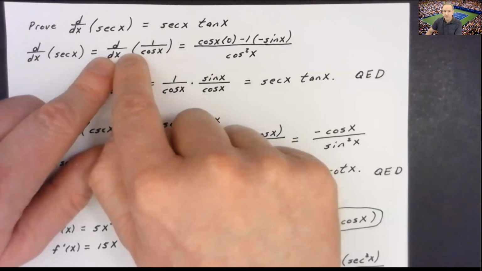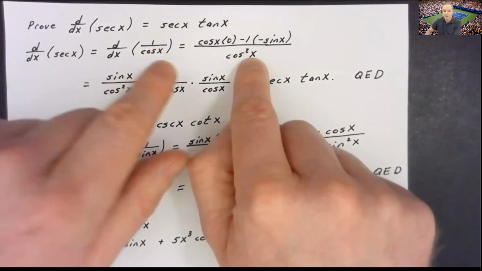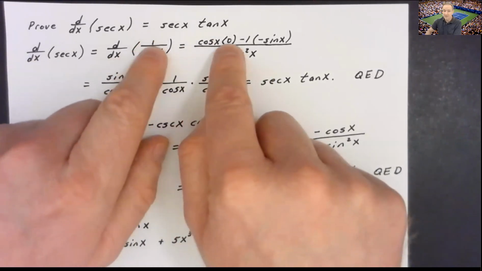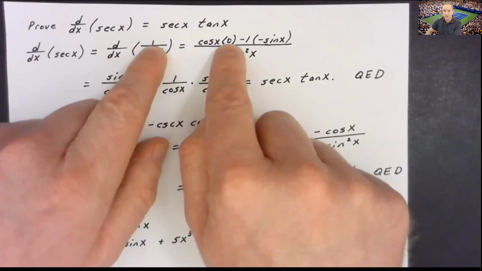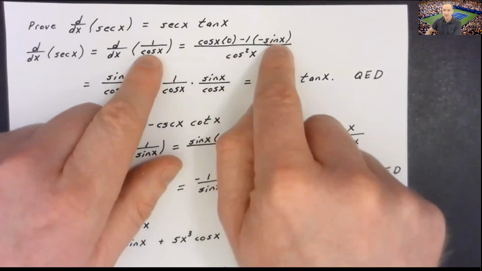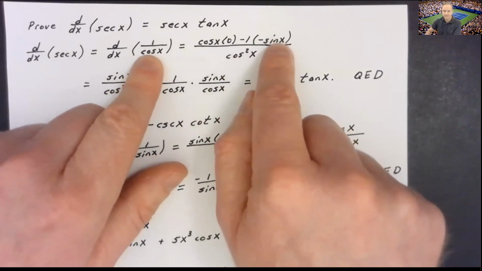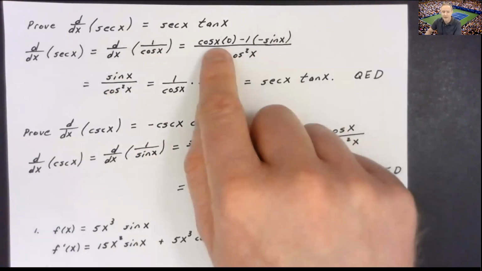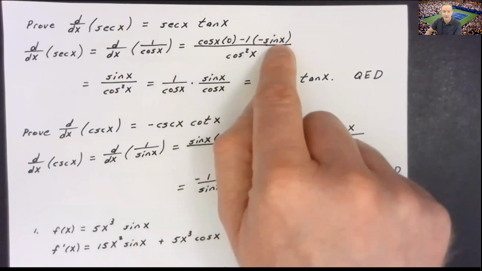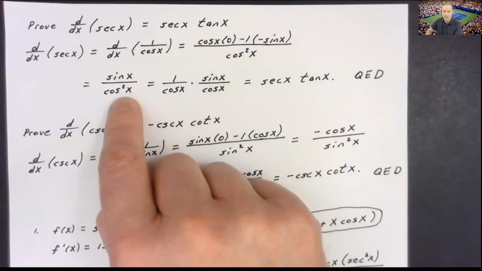So the derivative with respect to x of 1 over cosine x is equal to, I square the denominator, bring the denominator up to the numerator, times the derivative of the numerator, but derivative of 1 is 0, minus the numerator, now times the derivative of the denominator. And we know derivative of cosine is negative sine. So now when I simplify, my first term's just going to be 0, and then I'll have plus the sine of x. My numerator is just sine of x. My denominator is cosine squared x.